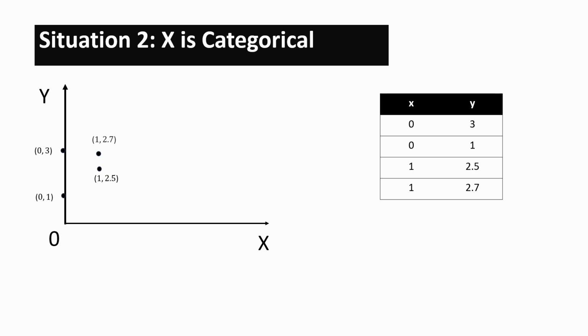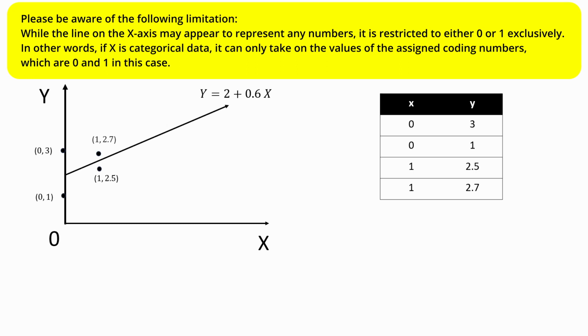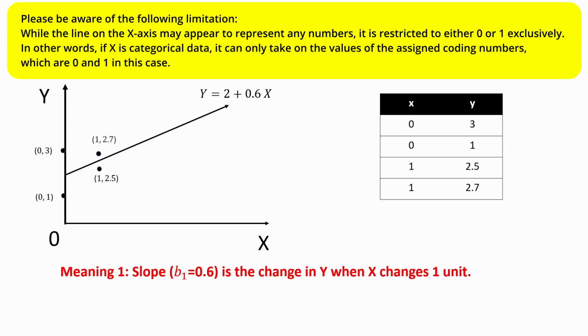Based on these 4 data points, we can get the linear model, which is y equals the intercept 2 plus the slope 0.6 times x. So we got exactly the same linear model with different data points. Since we got exactly the same linear model, the slope has exactly the same meaning, namely the change of y when x changes 1 unit. For categorical data, the meaning of slope is actually the same.